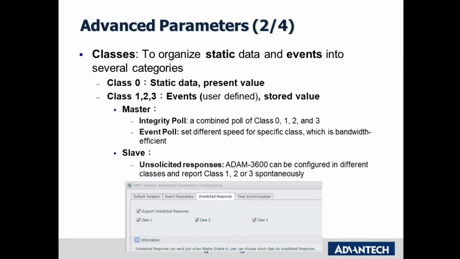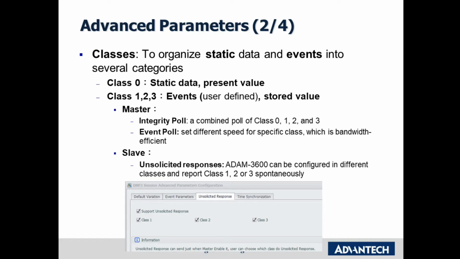The classes. DMP3 uses the concept of classes to organize static data and events into several categories. Class 0 represents static data, that is the present value. And for class 1, 2, 3, the user can define their own events, and it will store the value in class 1, 2, 3.